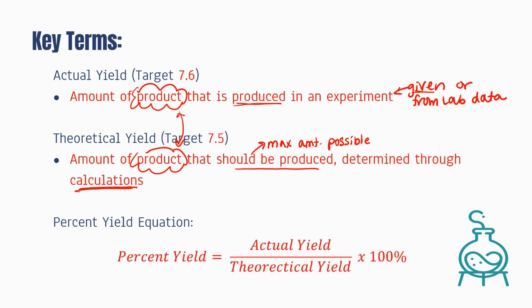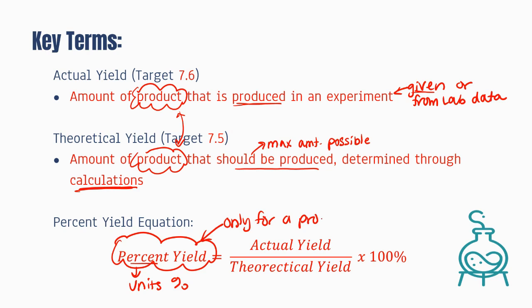Put those two things together and you get the percent yield. So here's your equation for percent yield. It's the actual yield over the theoretical yield times 100%. Since it's a percent, your units are going to be percentages. That's why we multiply by 100. And the other thing I want you to note is that the percent yield is only for a product. You never calculate the percent yield for a reactant. So make sure that when you're calculating the percent yield, you're using a product, something that's on the right side of your balanced equation, what the arrow in the balanced equation points to. So actual over theoretical times 100.